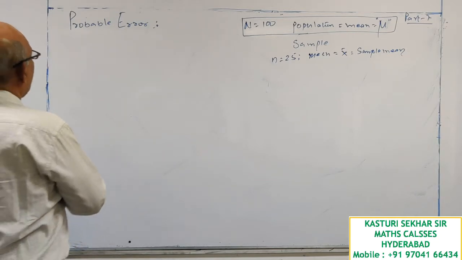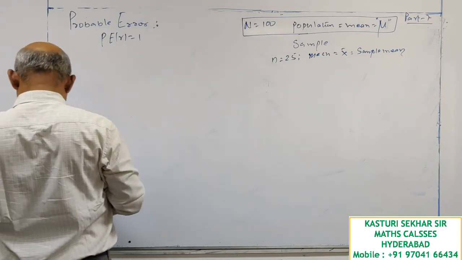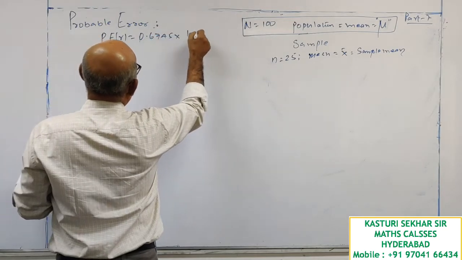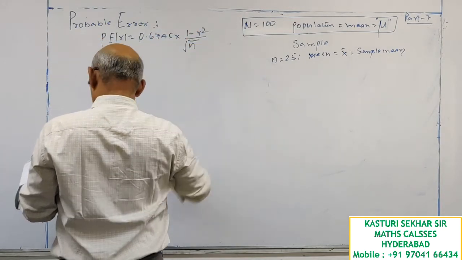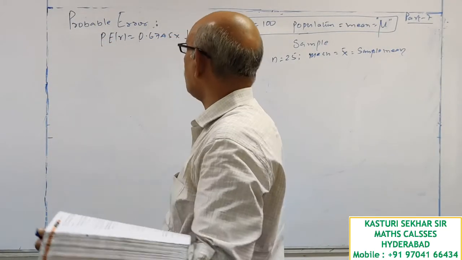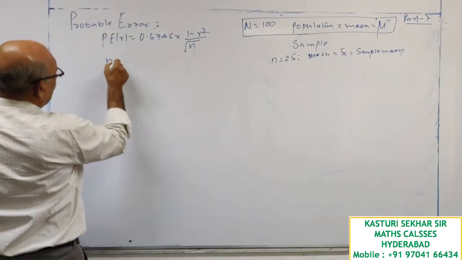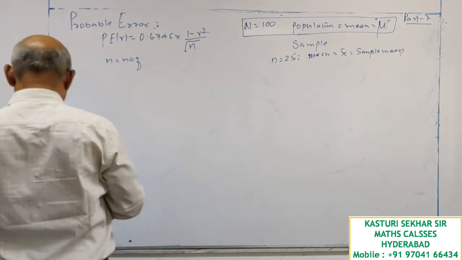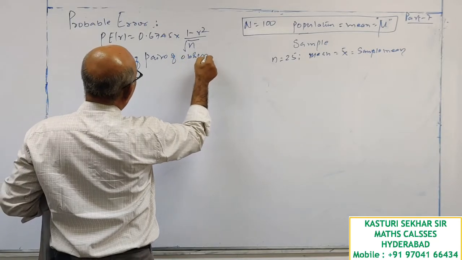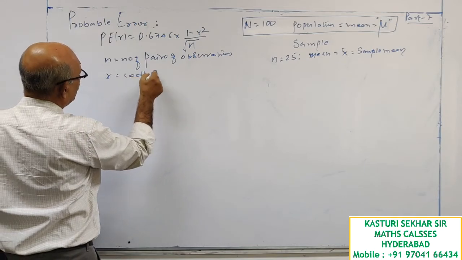How to calculate the probable error, sir? Probable error of R is 0.6745 into (1 minus R square) by root n, where n is equal to number of pairs of observations, r is equal to coefficient of correlation.